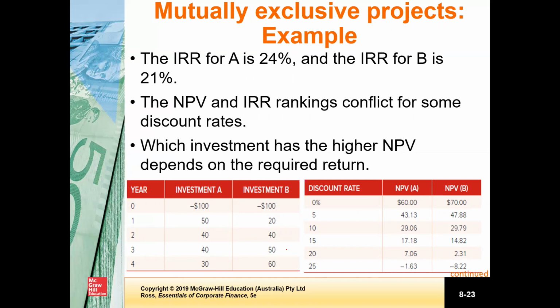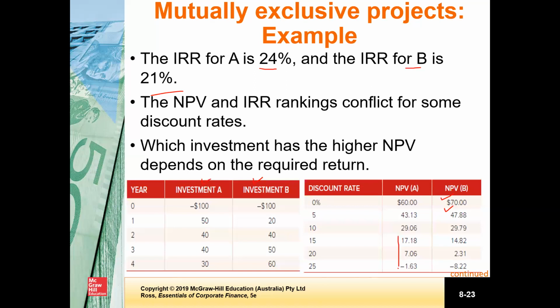So look at this example. You have two projects, project A and project B. IRR of project A is 24% and IRR of project B is 21%. Now NPV and IRR rankings conflict for some discount rates. So look at this. When your discount rate is 0, and these are the cash flows, NPV of project B is higher, you can say here.